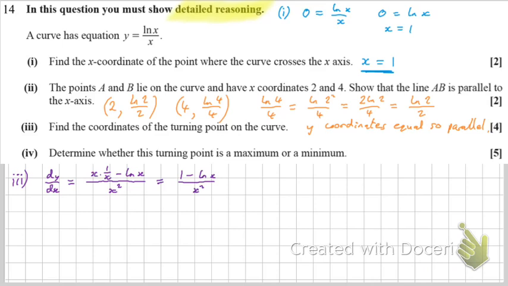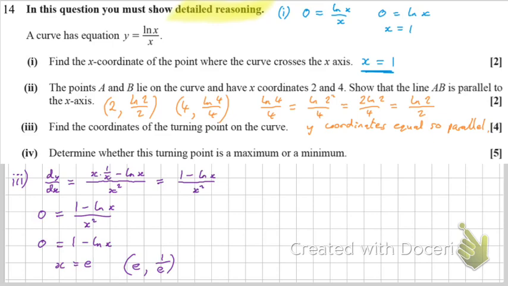And then we're trying to find a turning point, so set it equal to 0. Ignore the denominator. Solve that for x, and we get x equals e. So our coordinates, because it does ask for coordinates, not just the x value, we need to substitute e in here, so ln e divided by e. Ln e is 1, so the coordinates are e, 1 over e.